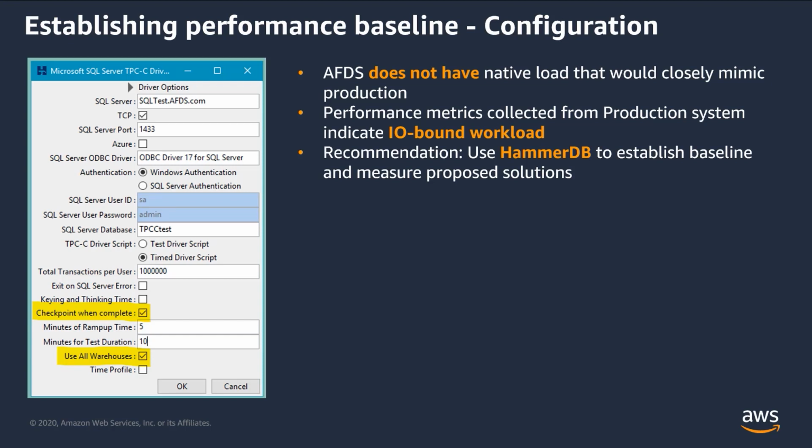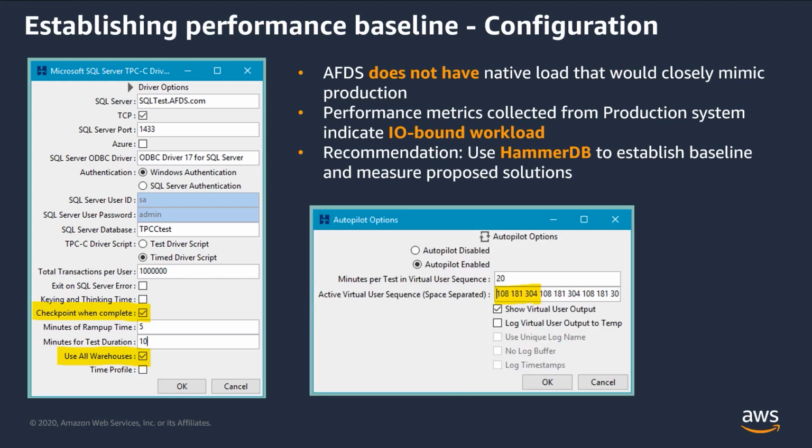HammerDB has multiple setup and configuration options. To achieve statistically consistent results, we set each test duration to 10 minutes. We also selected the option Use all warehouses to increase I/O load on the system, as we know that the production workload is I/O bound.